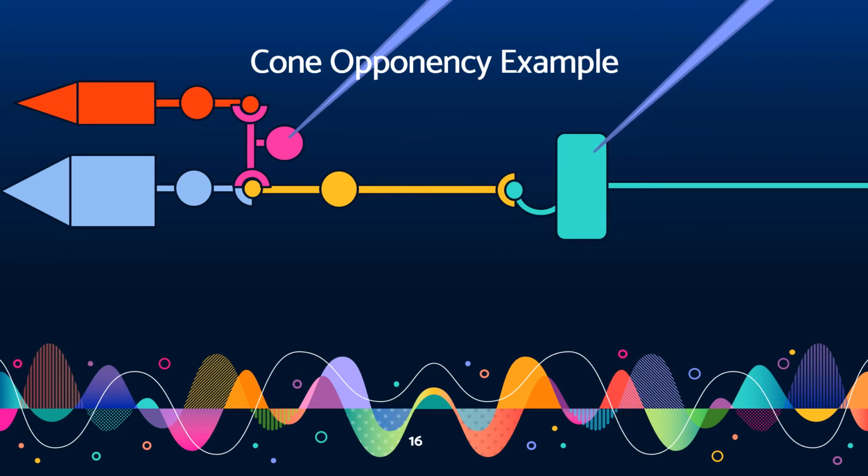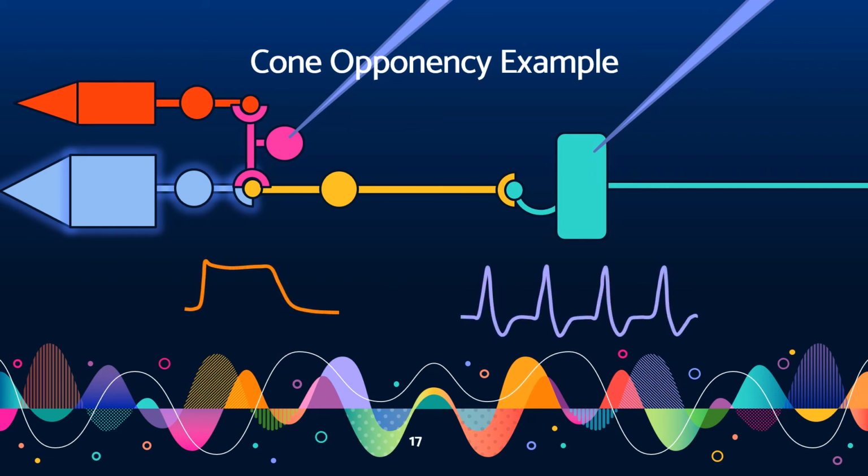In the dark, with neither cone class being stimulated more than the other, we see that the horizontal cell is sitting at resting membrane potential, and the ganglion cell is firing at its basal firing rate. If we excite the blue cone, the horizontal cell shows an excitatory graded potential, and the ganglion cell increases its firing rate.